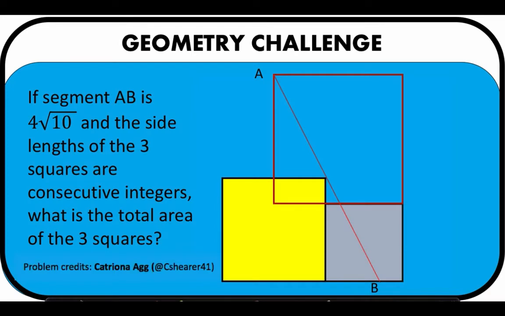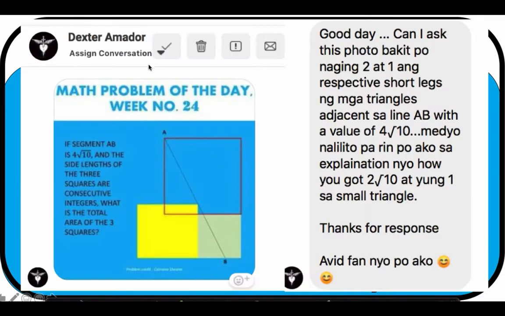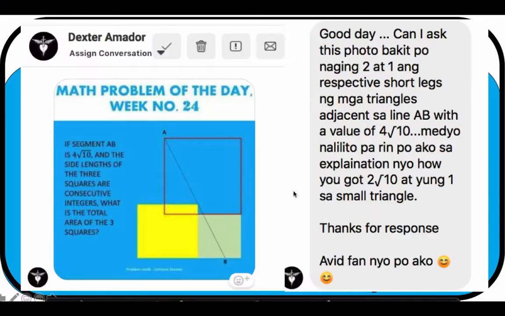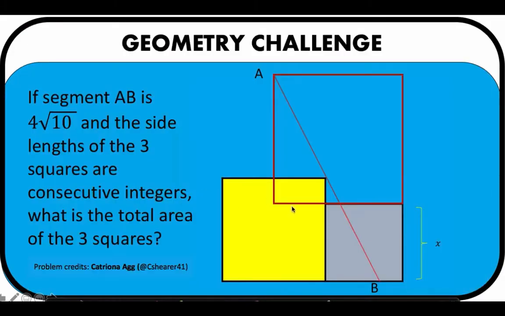If the length of segment AB is 4 square root of 10 units, and the side lengths of the 3 squares are consecutive integers, what is the total area of the 3 squares? One of our followers, Dexter Amador, requested that we create a video explaining this math problem. Several weeks ago, one of our followers, also Julia Roldan, presented a video explaining this lesson during one of our weekly math programs. So in response to Dexter, we are sharing this video again. So let's analyze our problem together.